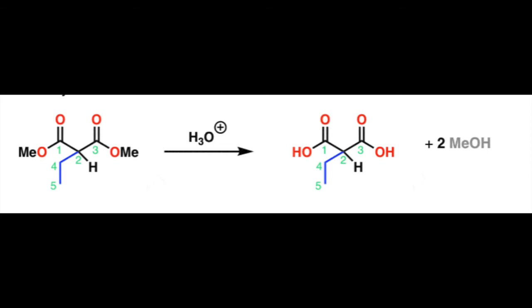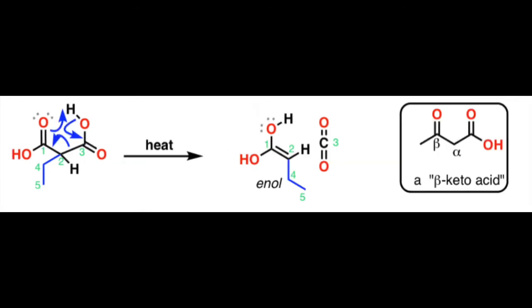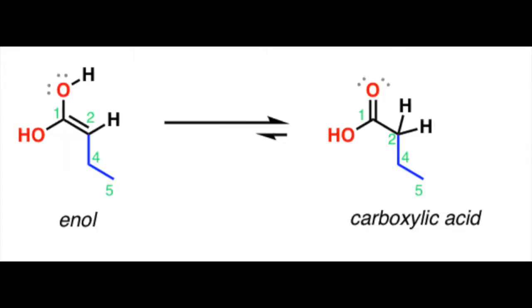With the addition of a hydronium ion or acidic water, hydrolysis occurs and turns the esters into carboxylic acids. With the addition of heat, decarboxylation happens, and now you have an enol and a carbon dioxide. Since the enol is not stable, it tautomerizes back to a carboxylic acid.